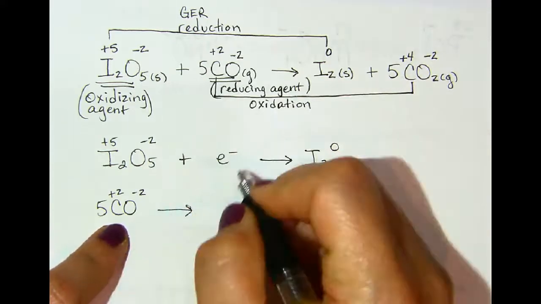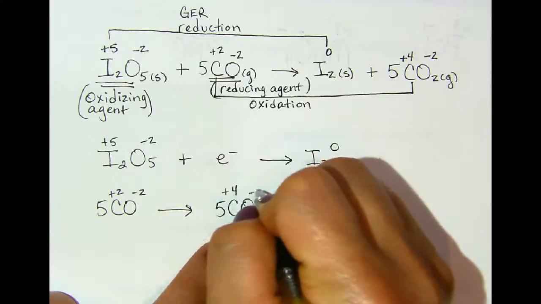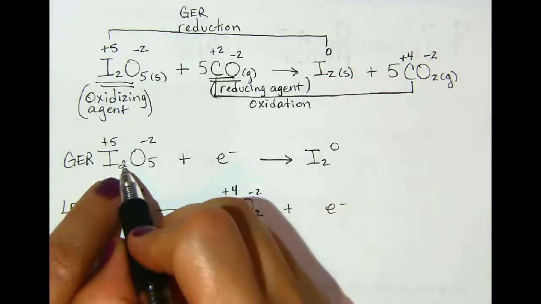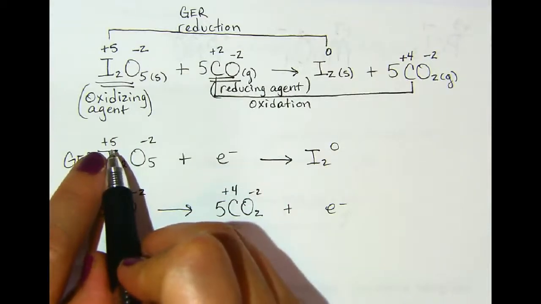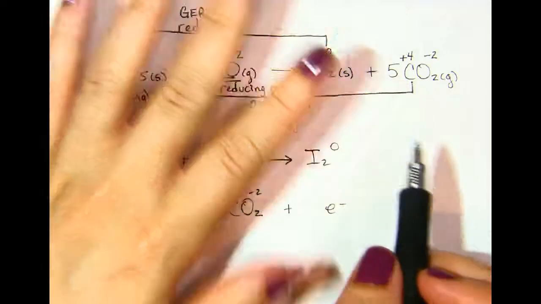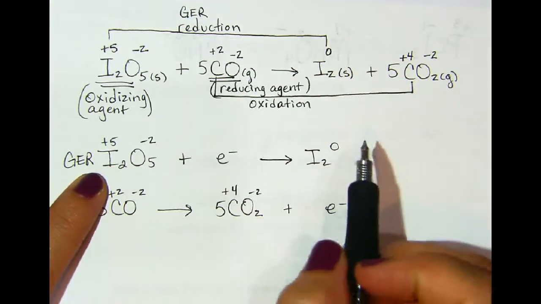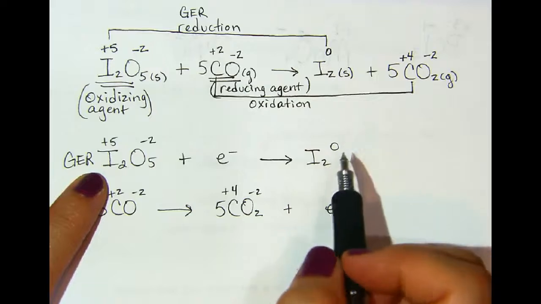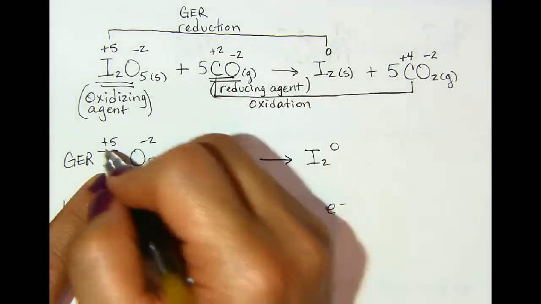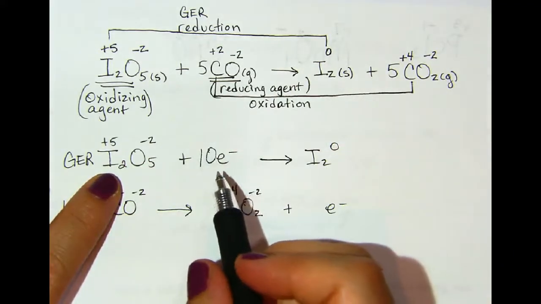So I'm going to put my arrow and then put 5 CO2 plus 4 minus 2 plus some number of electrons. So notice that we had a difference of 5 to 0. That means a total of 5 electrons were transferred between this iodine to this iodine, or 5 electrons were gained. However, because I'm dealing with 2 iodines on both sides, I'm going to have to say 5 times this 2 equals 10 electrons total that are gained.